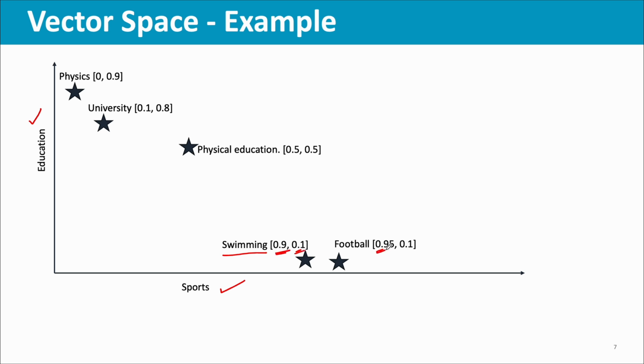Football it may be 0.95 and 0.1 for education. But if you take physics, 0 for sports and 0.9 for education, and university, because it has a lot of sports activities as well, it has 0.1 for sports and 0.8 for education, something like that. And physical education may be like 50-50, right? I have just used this as an example.